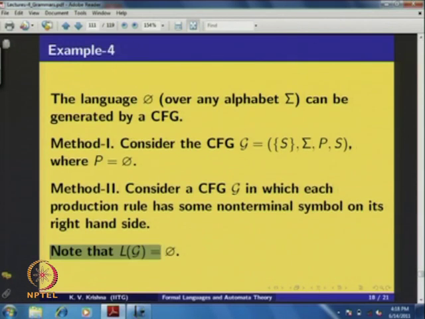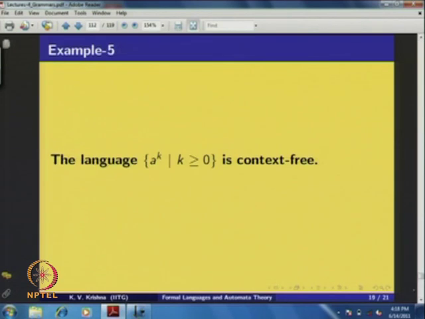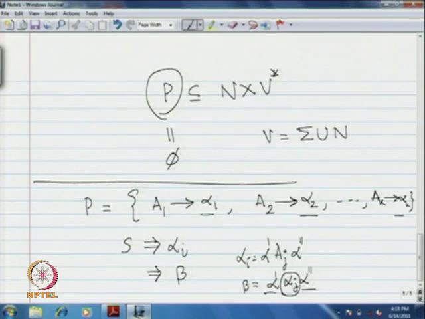Thus you understand that in either case, whether you follow method 1 or method 2, the grammar under consideration generates the empty language. Let us look at some more.